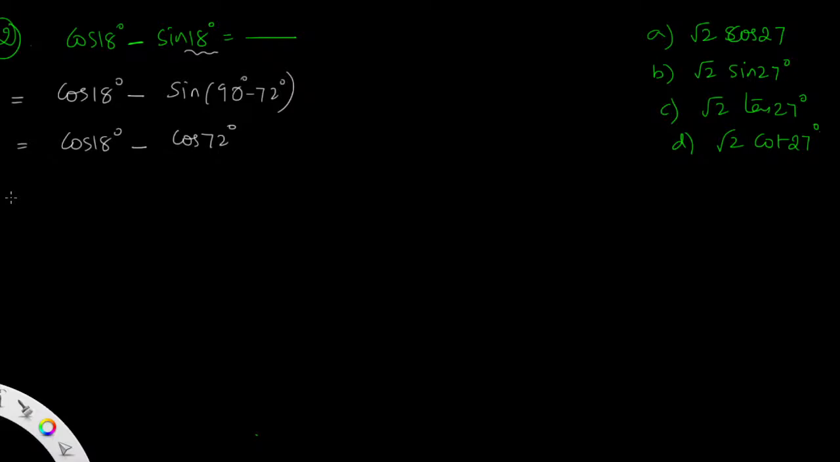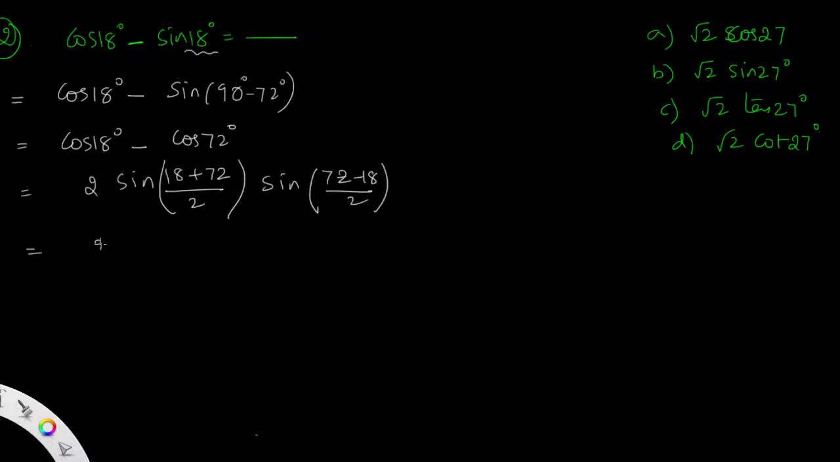So now 72 we don't know. So this is in the form of cos C minus cos D, which is 2 sine (C plus D) by 2 into sine of (C minus D) by 2.